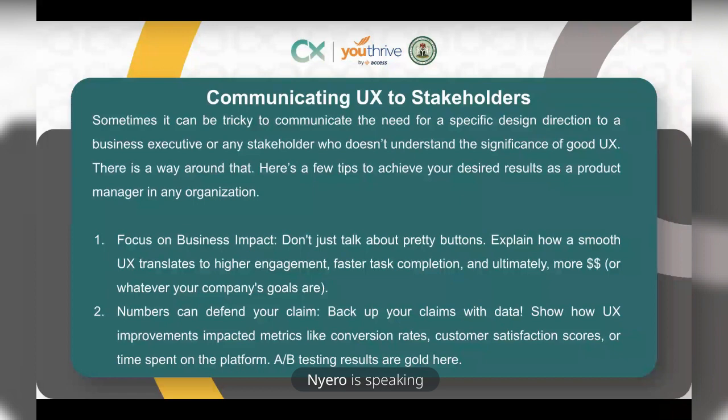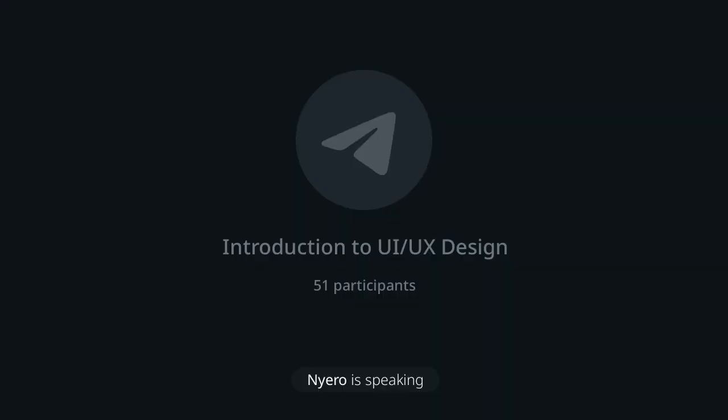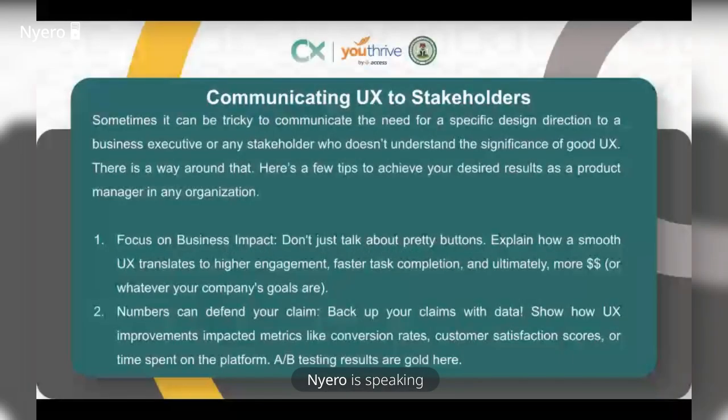And so, how do you work around this type of bias? There are a few tips that you can use, and we're going to learn about them. Now, the first way is to focus on business impact. Don't just talk about pretty buttons. When you're trying to say the UX has been designed, for example, explain how a smooth UX translates to higher engagement, because remember, you are tracking metrics. So at the end of the day, it's not just pretty screens and pretty buttons.